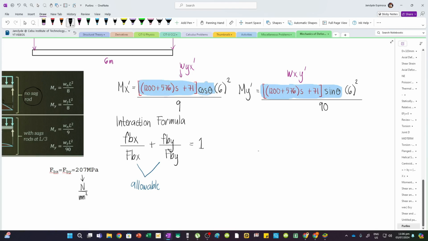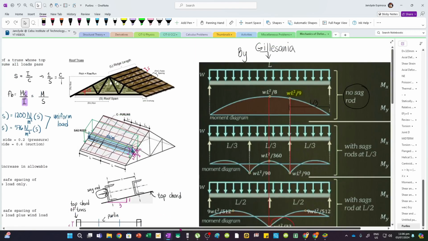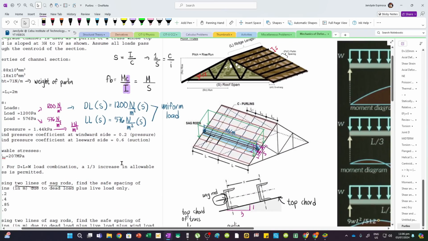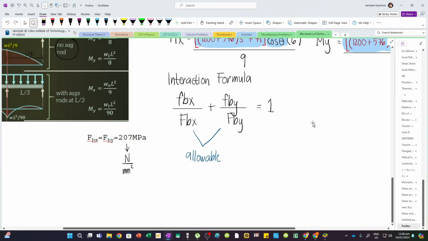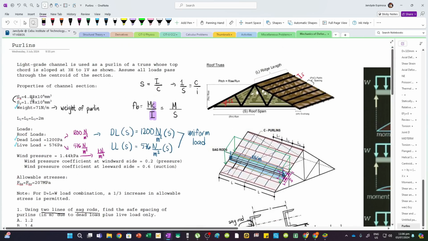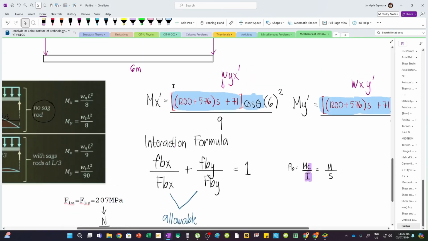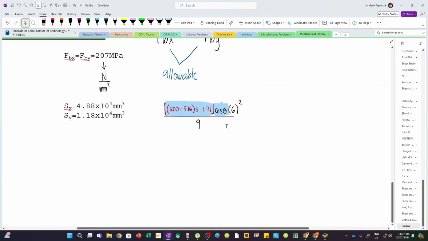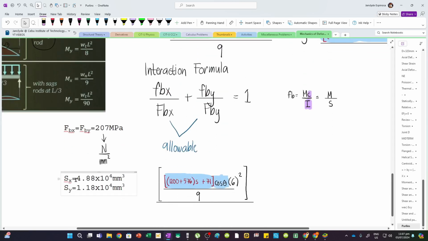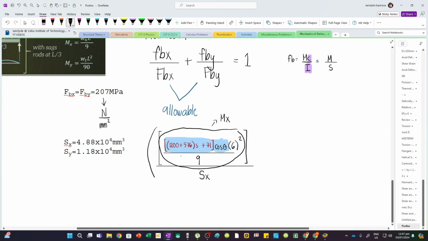Now what is fbx and fby? Again, for the bending stresses, if you are given S, or the elastic section modulus, then the bending stress will just be M divided by S. So copy natin, and then let's also copy the values of SX and SY. And so, fbx will be this expression, this is the moment, and then, diba, moment divided by S. Since this is the bending about X, then we're gonna use SX.